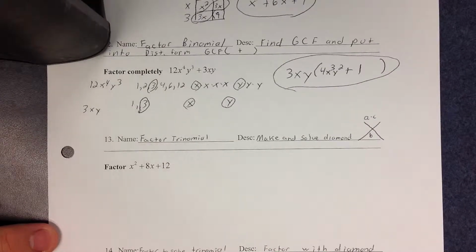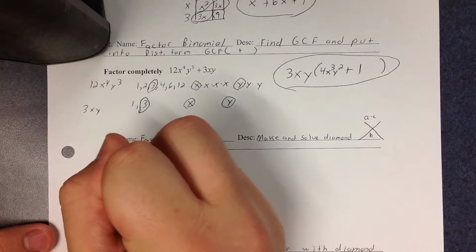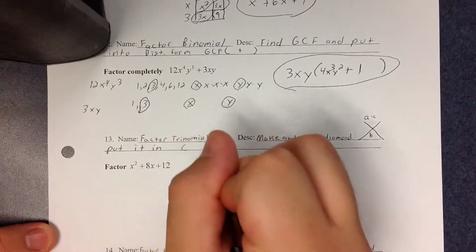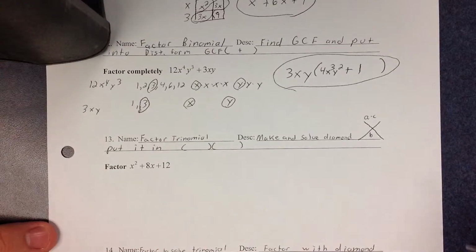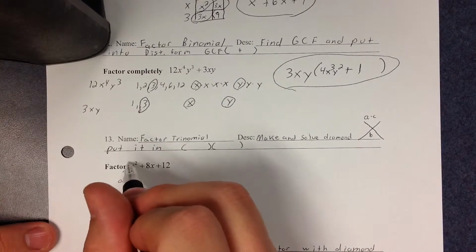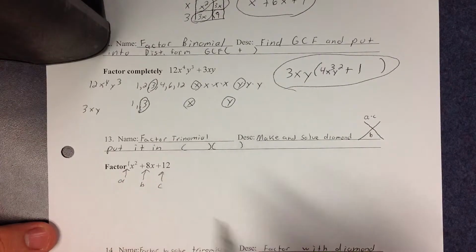Factor x squared plus 8x plus 12. So it's factoring a trinomial. We're going to make and solve the diamond, a times c on top and b on the bottom. And then we're going to put it in factored form, which looks like 2 parentheses with whatever signs are needed in the middle. A is the number in front of x squared, which is 1, b is the number in front of x, and c is the constant, or the term that doesn't have a variable.